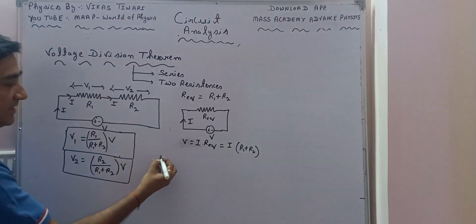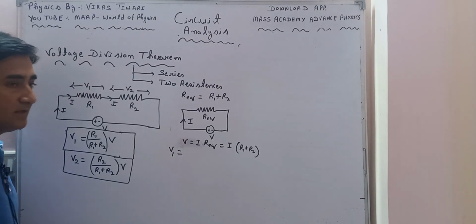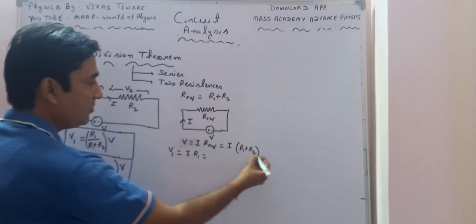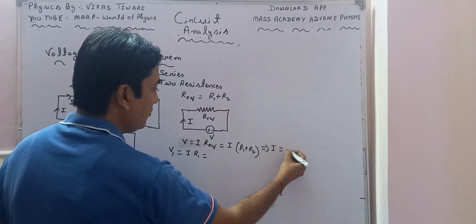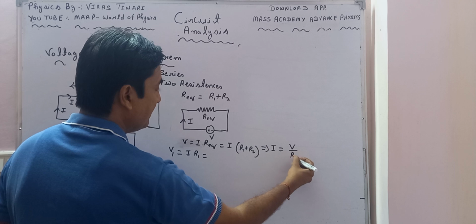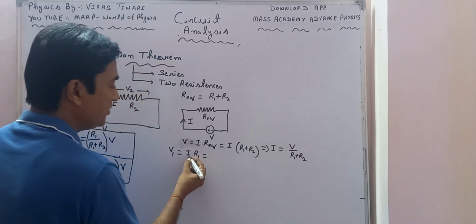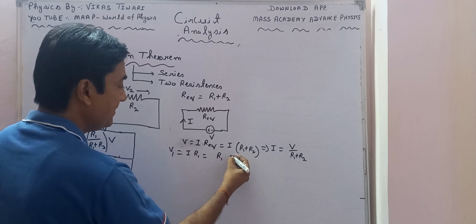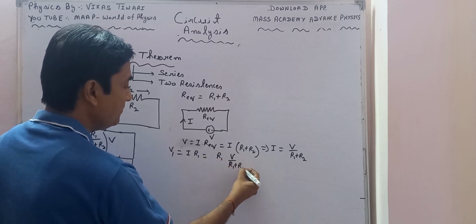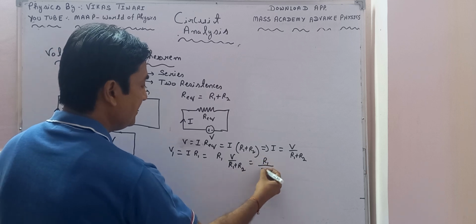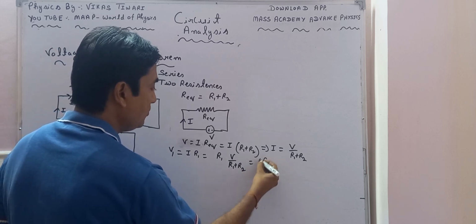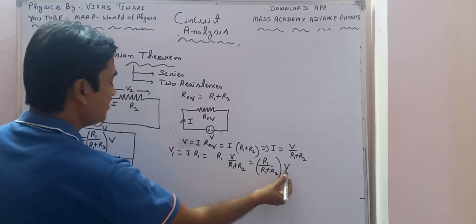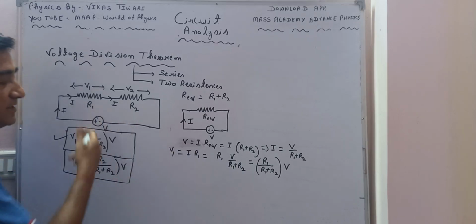Now from this circuit, the value of V1 is I into R1. Putting the value of I as V upon R1 plus R2, we get R1 into V upon R1 plus R2, which we can write as R1 upon R1 plus R2 into the total voltage V. So this is the value of V1 in terms of V, and this is the proof of the voltage division theorem.